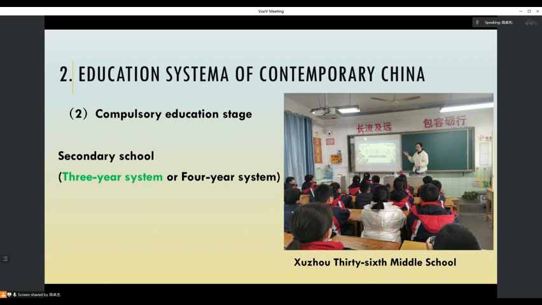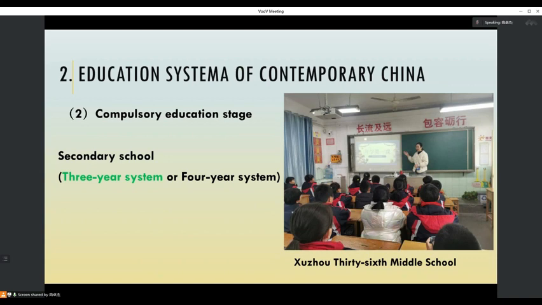When a child graduates from primary school, he or she can go to secondary school. In Chinese, it is called 中学. 中 means middle, but in English you can call this school secondary school. When a child reaches 11 or 12, he or she can go to secondary school.